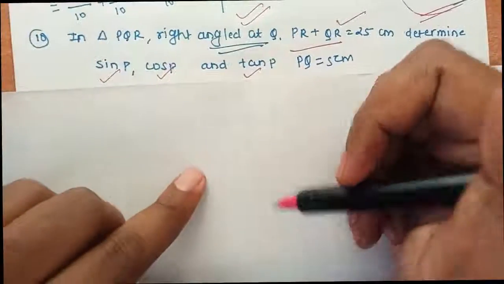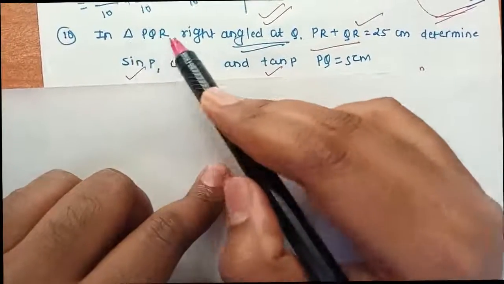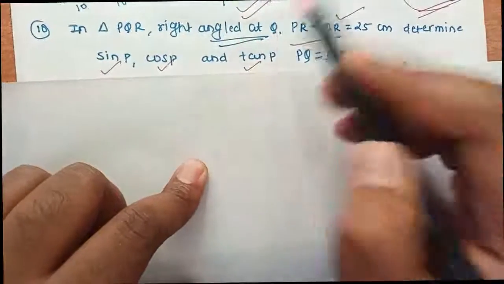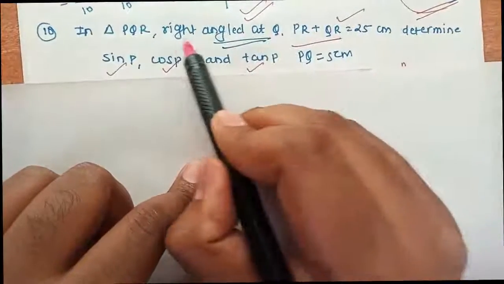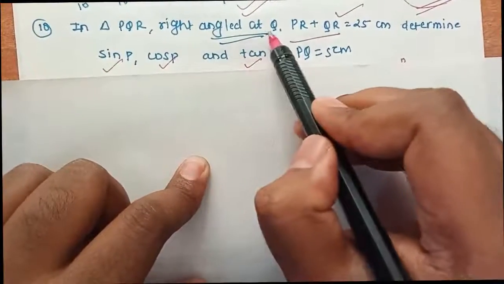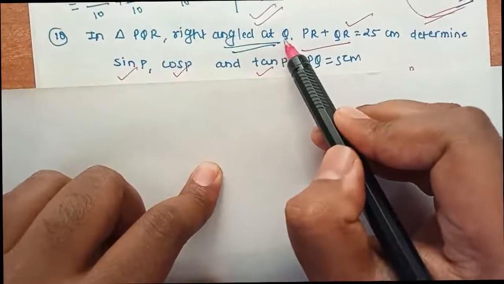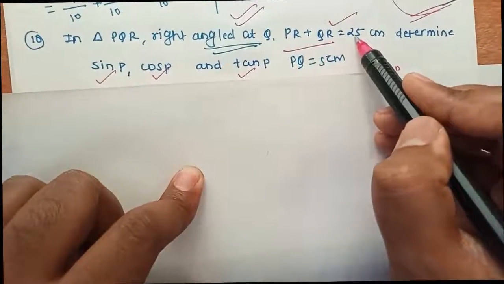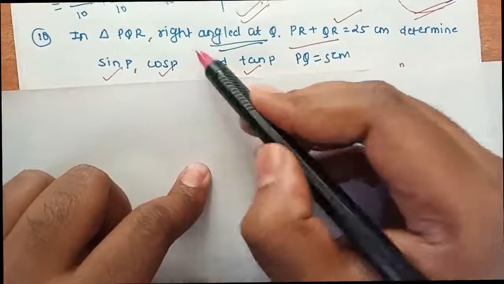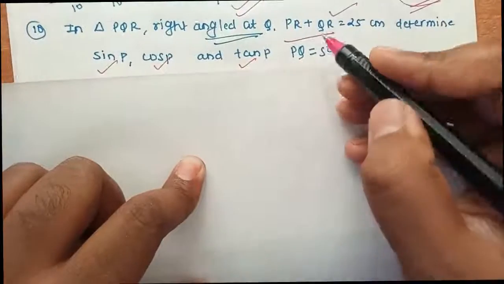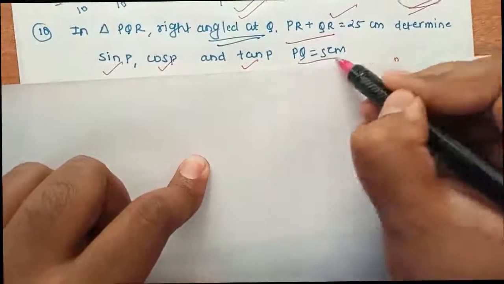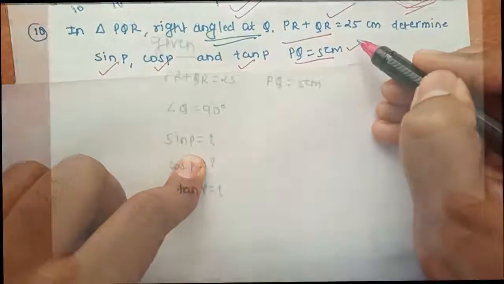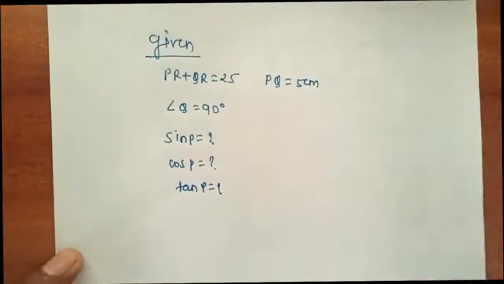So the next sum is the 10th sum. In triangle PQR, right angle at Q. That means in the triangle, Q should be at 90 degrees. And PR plus QR is equal to 25 centimeter. Determine sin P, cos P and tan P, and PQ is equal to 5 centimeter. These are the given things.